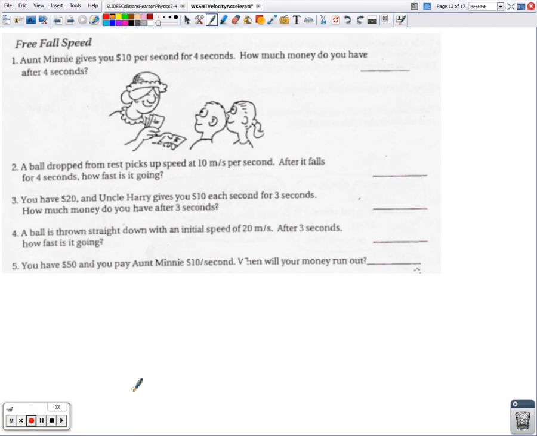All right. So Aunt Minnie gives you $10 per second for 4 seconds. I think most of us could probably come to the conclusion that after 4 seconds, you're going to have $40.